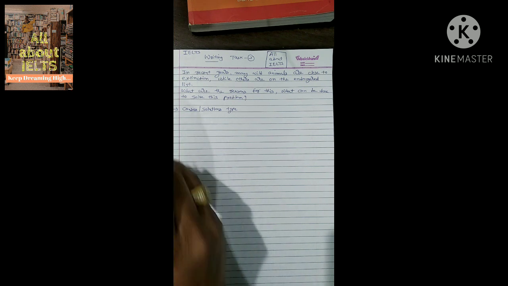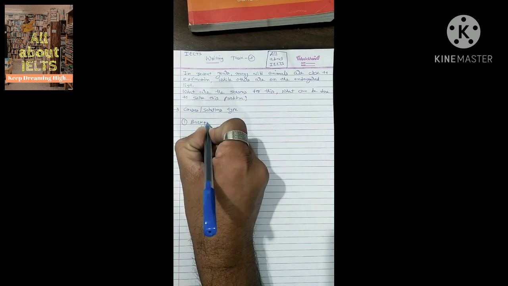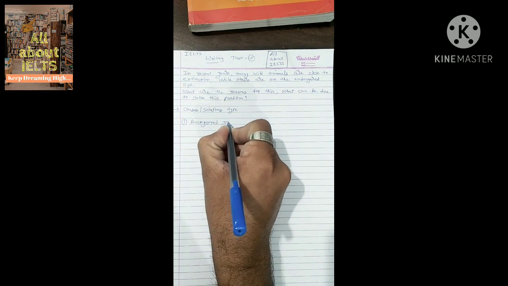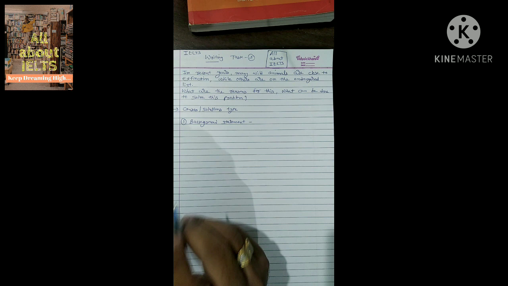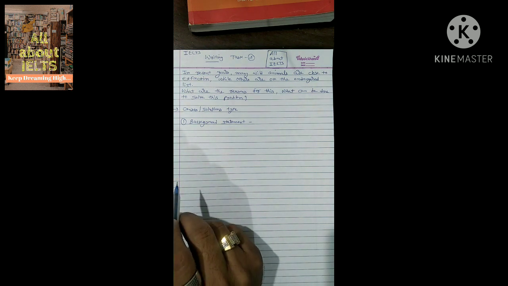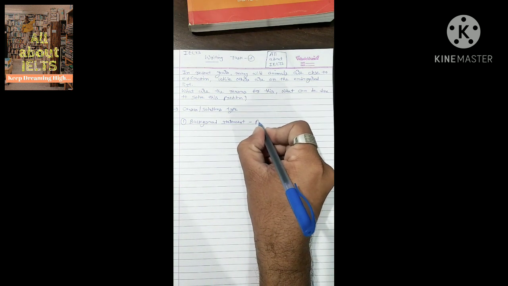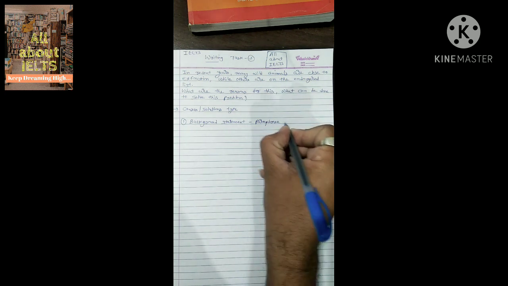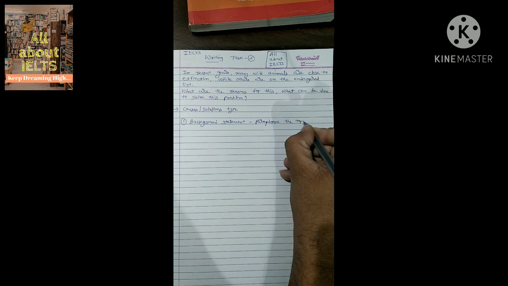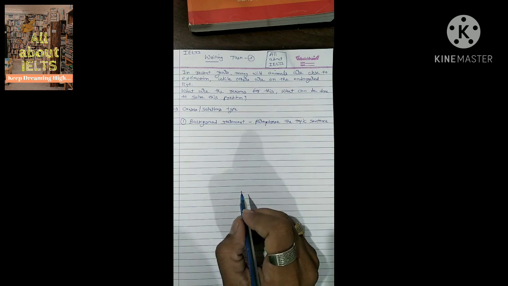There should be two things. First is the background statement. Now what is background statement? Background statement is paraphrasing the topic sentence. Paraphrase the topic sentence. Okay.